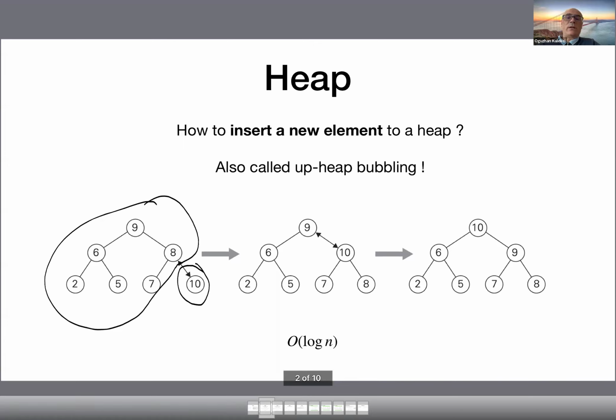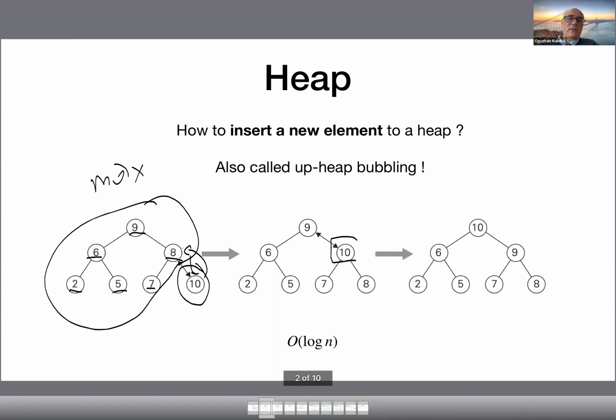You make it 10. But what we need is, we know that this is a max heap, right? This is a max heap. You see 9 is greater than 6 and 8. 6 is greater than 2 and 5. And 8 is greater than 7. But when you insert 10, 8 is not greater than 10. So that means after making this insertion, I should change their positions. So 10 will come here and 8 will come here.